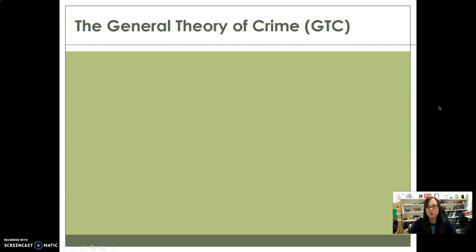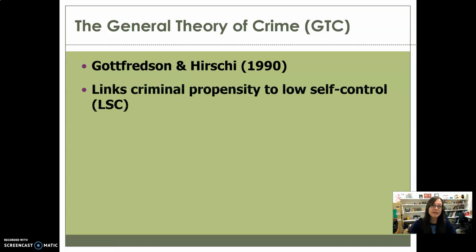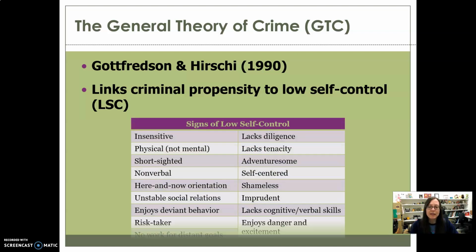By far the most common latent trait theory is Gottfredson and Hirschi's general theory of crime, which basically says that criminal propensity is all linked to low self-control. This means that all crime can be explained by low self-control. Now, this doesn't necessarily mean that impulsivity explains everything, but they do say that all crime is linked to low self-control, or basically impulsivity and lack of forward thinking. So here's what low self-control really means and the things it can mean.